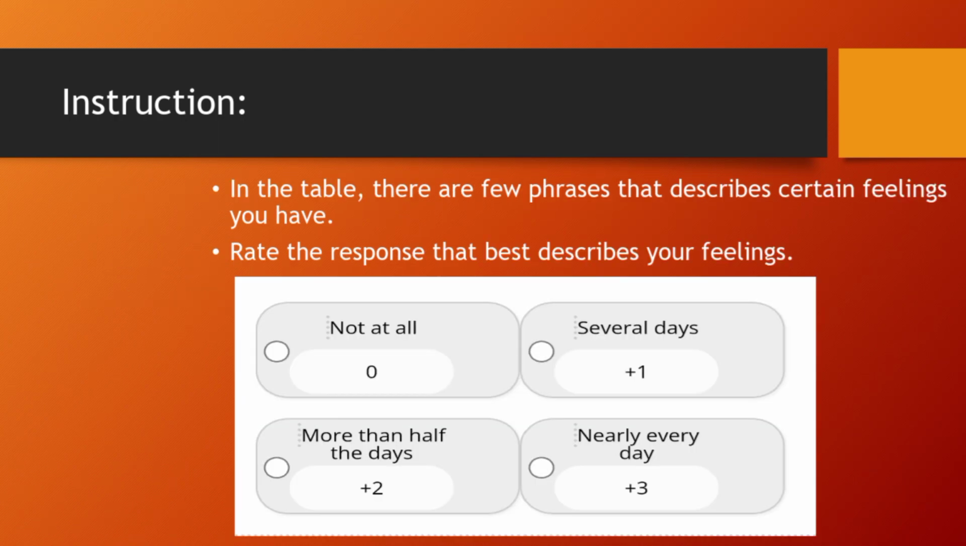In the table, there are a few phrases that describe certain feelings you have. Rate the response that best describes your feelings. Not at all equals 0 points. Several days equals 1 point. More than half the day equals 2 points. Nearly every day equals 3 points.